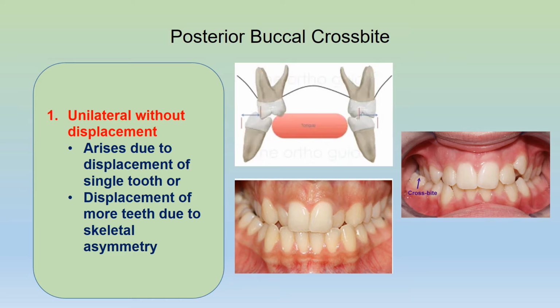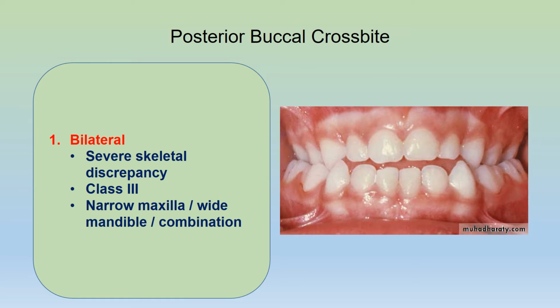Now you can also get a unilateral posterior buccal crossbite without displacement. This commonly arises due to displacement of a single tooth, or displacement of more teeth due to a skeletal asymmetry. Bilateral posterior buccal crossbites usually result from severe skeletal discrepancy, usually associated with a class 3 relationship, and this is due to a narrow maxilla or a wide mandible or a combination of both.